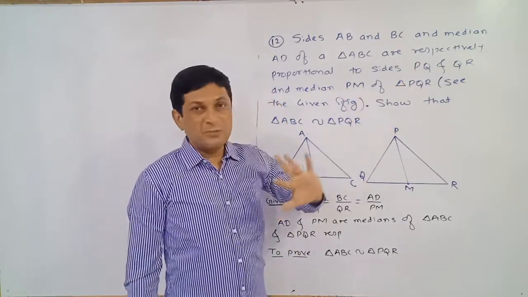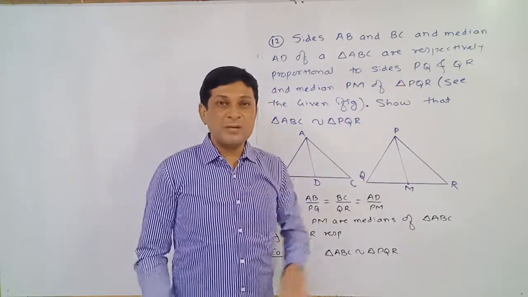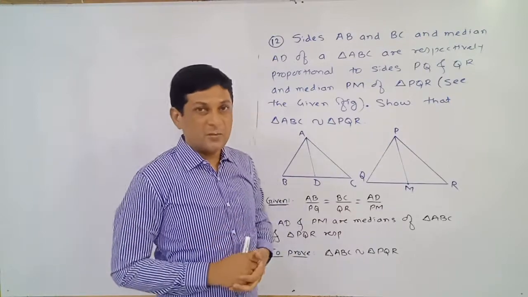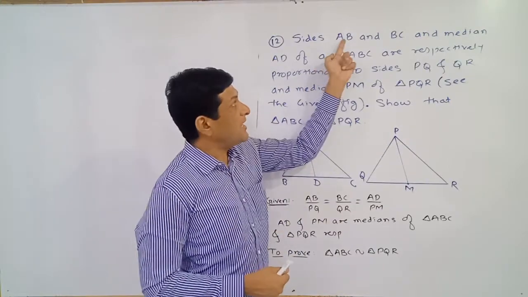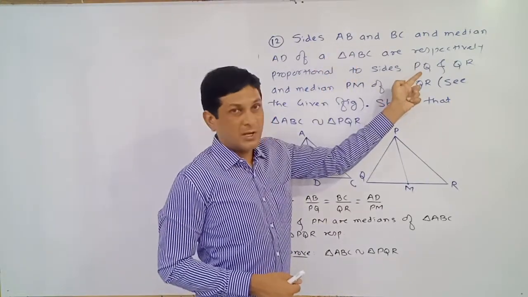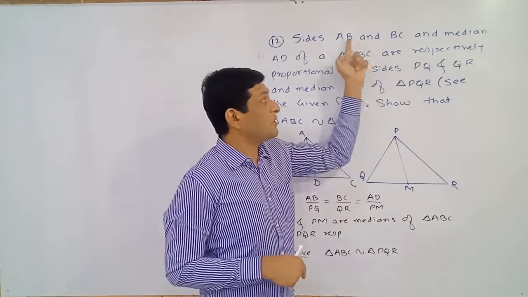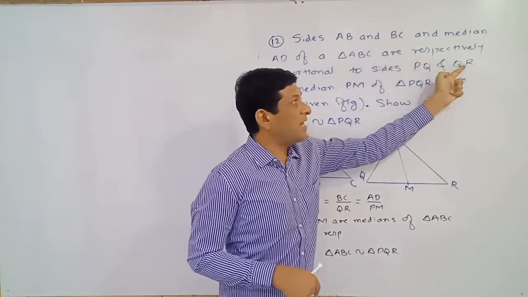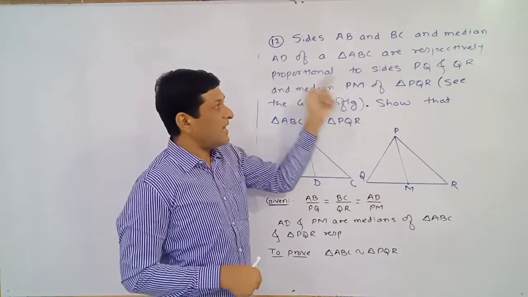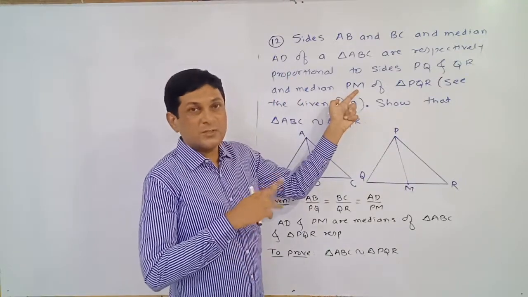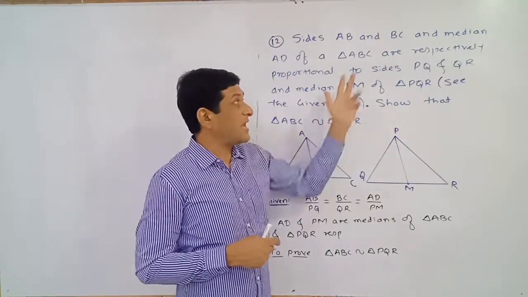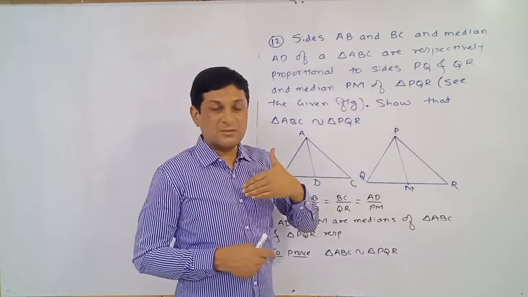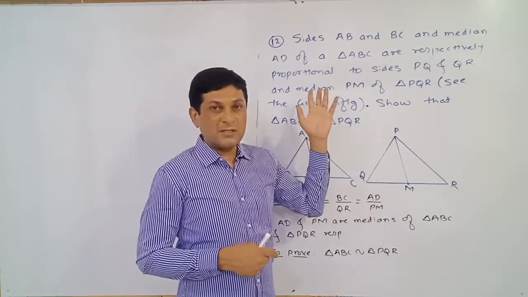We can say that the values are in proportion if the ratios are equal. Which ratios are equal? The ratios of AB and PQ, BC and QR, and AD and PM. These ratios are equal, it is given to us, so they are in proportion.